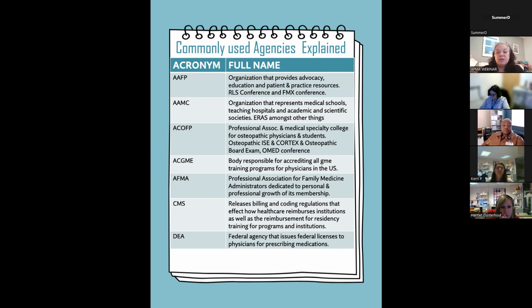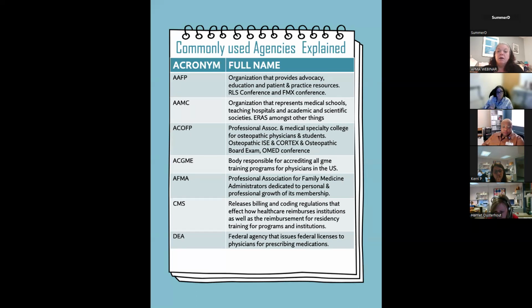ACOFP is the Association and Medical Specialty College for Osteopathic Physicians and Students. So for those of you that just have allopathic programs, you may not be familiar with this. Those of you that have osteopathic physician residents in your programs, this is the licensing board, as well as who gives you the in-service exams, which is the equivalent of the in-training exam for an allopathic resident.